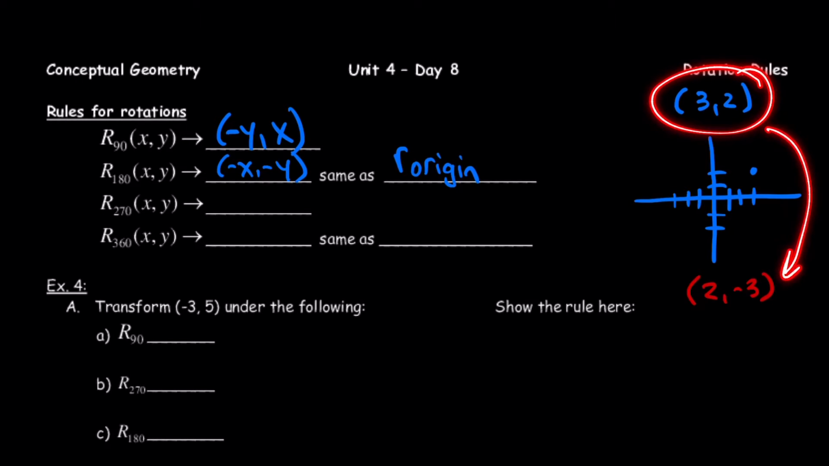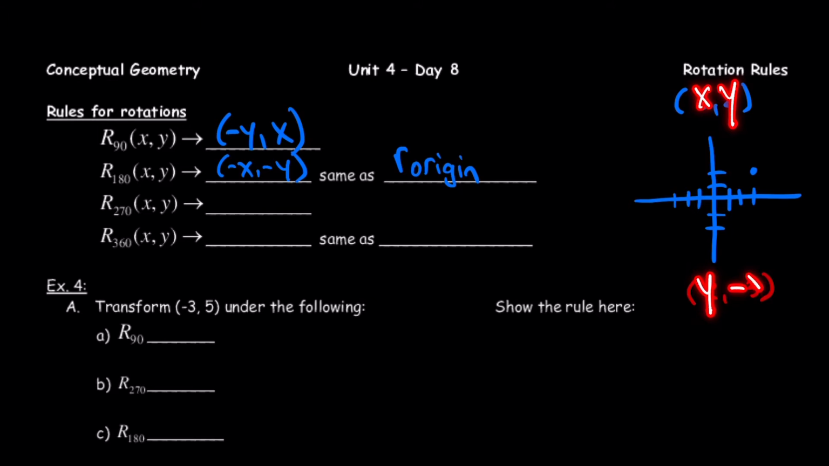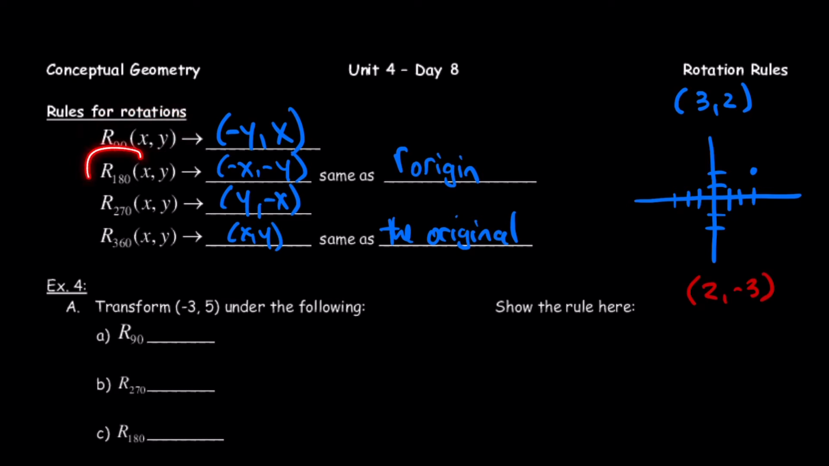So what happened here? Again, this one's a little bit more challenging. (3, 2) became (2, -3). So I changed the order, and I negated the second one. So if this was (x, y), this one here is (y, -x). Let's jot that down: (y, -x). And that's the rule for rotating 270 degrees. This last one's kind of silly. I won't be talking about it after today, really. There's no point in rotating 360 because you just get the original. So mainly we are going to be focusing on rotating 90, 180, and 270.